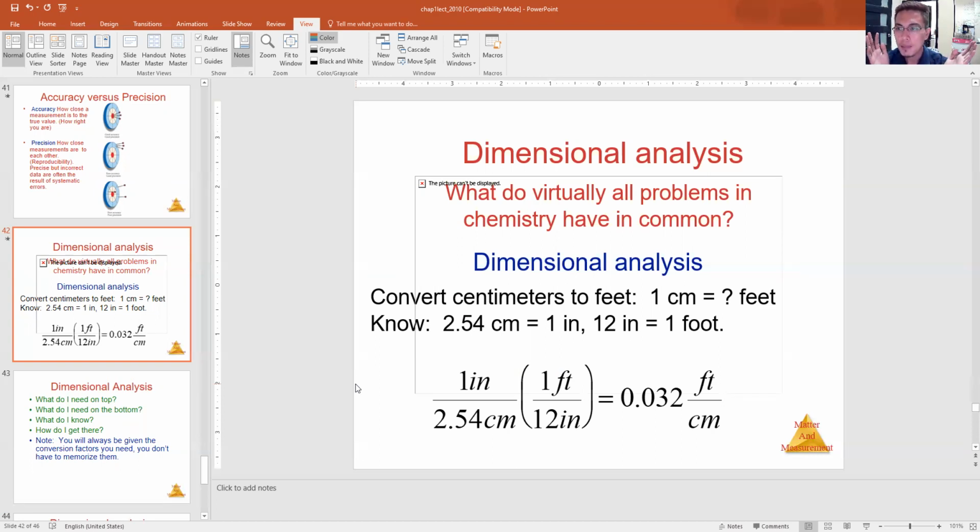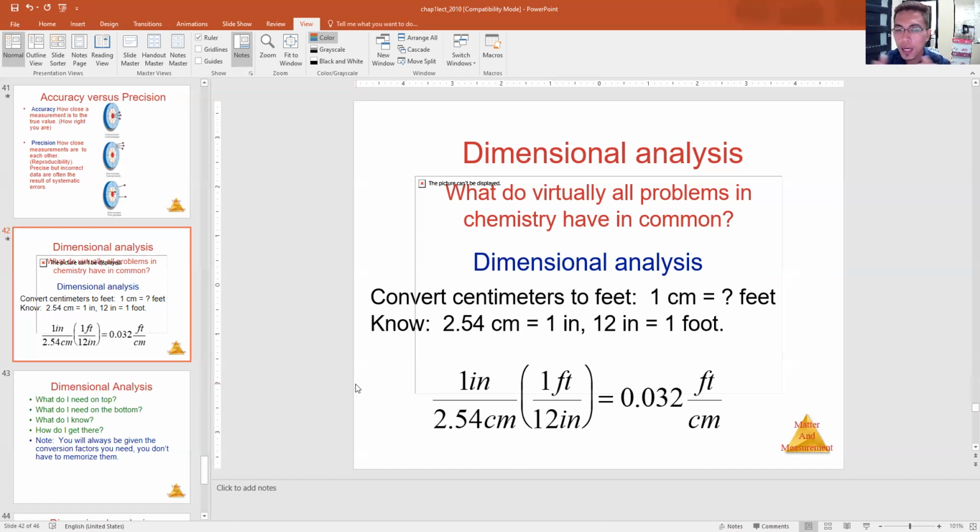So, multiply all the numerators, multiply all the denominators, and then divide the numerator by the denominator. That's the answer, and the unit is feet, or foot. The answer here is 0.0032. So for every centimeter, we have 0.0032 foot. That is dimensional analysis. It is usually used by students at first, and currently in college. Okay, it's easier.